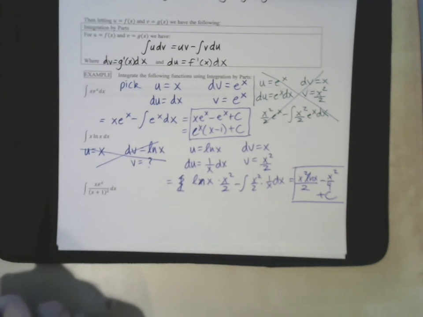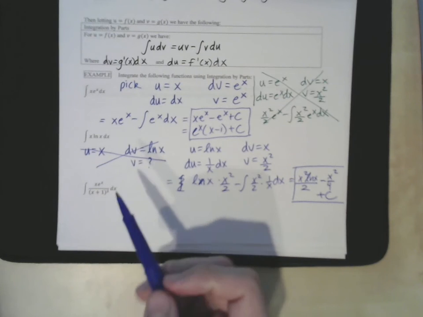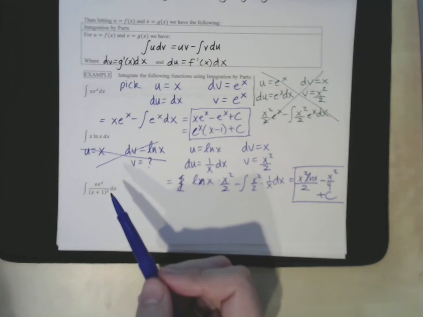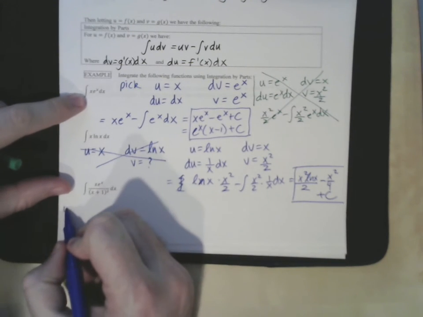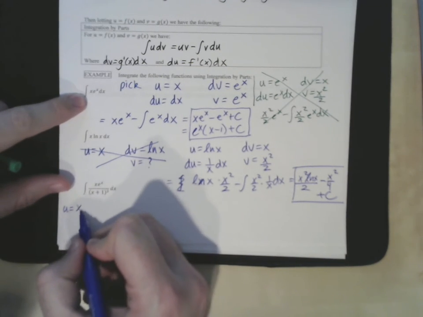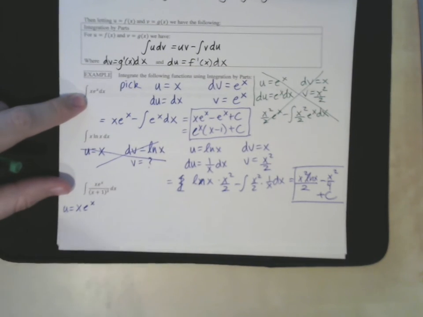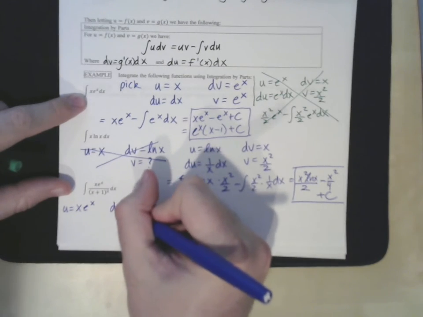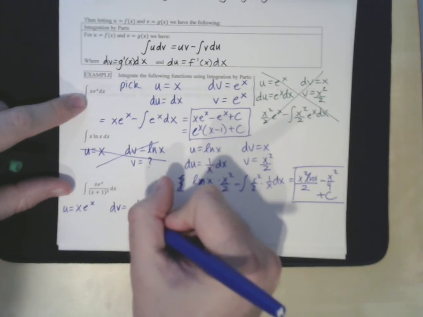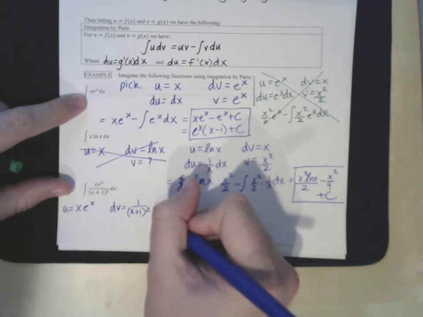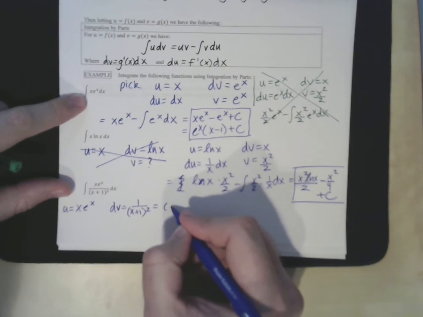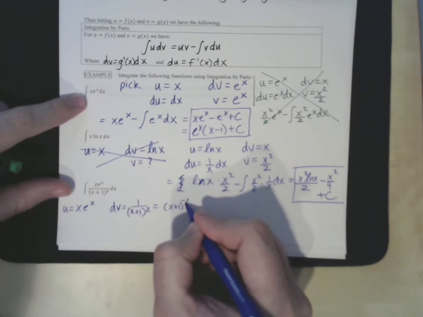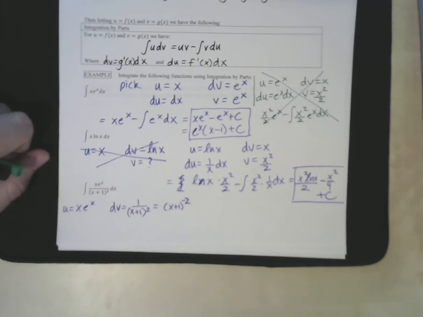So let's look at this next one here. So here we have to make a choice, and we have to combine two functions. So I'm going to let u equal the top, x e to the x. Why? Because if dv is then 1 over x plus 1 quantity squared, then our v will be easy to integrate, relatively speaking, using a substitution, because this is just x plus 1 to the negative 2.